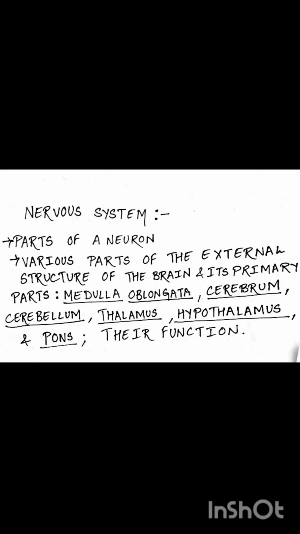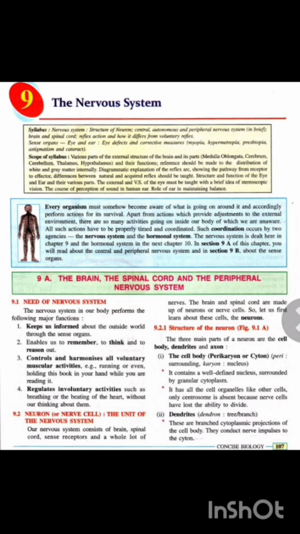Hello learners, in this video we are going to talk about the nervous system, and here we are going to briefly discuss about parts of a neuron, the various parts of external structure of brain and its primary parts: medulla oblongata, cerebrum, cerebellum, thalamus, hypothalamus and pons, with their structure and specific functions. Now let's talk about the nervous system.